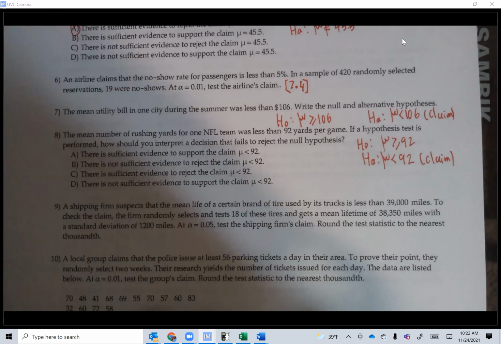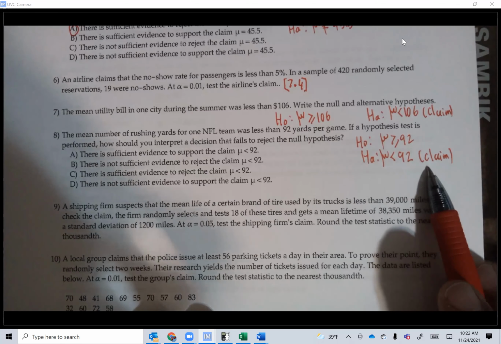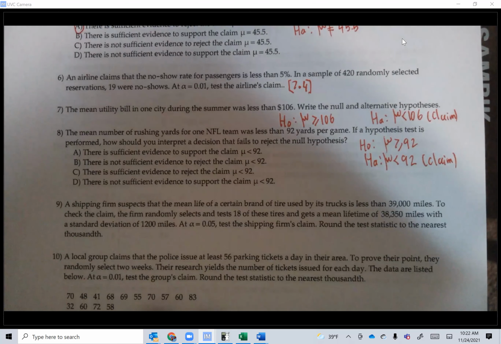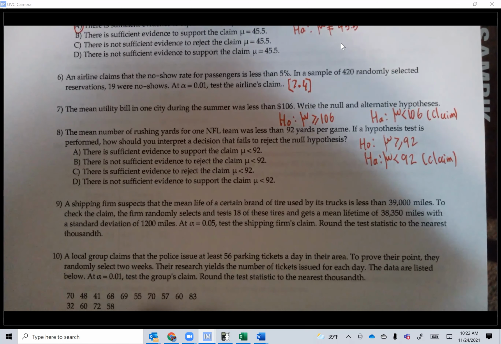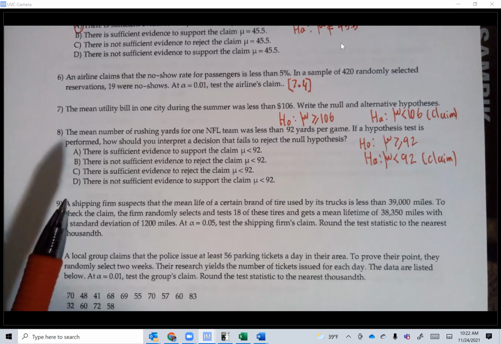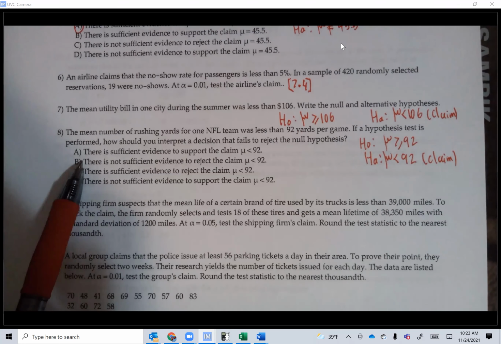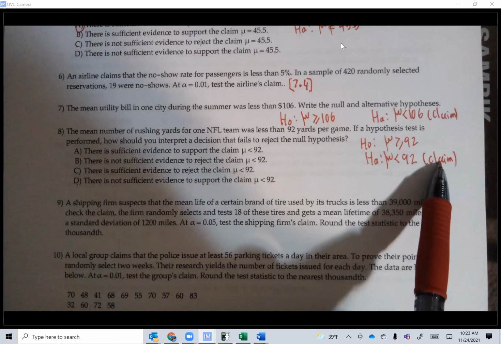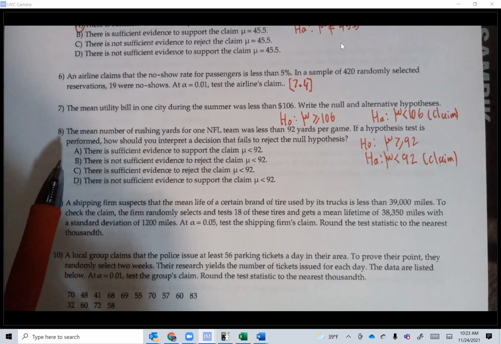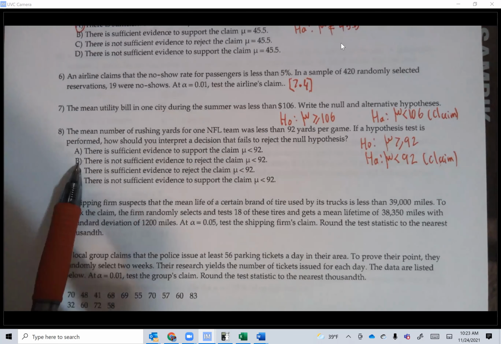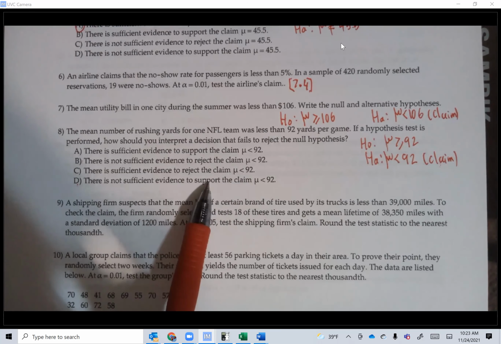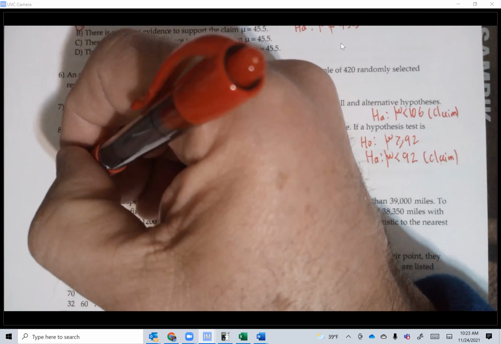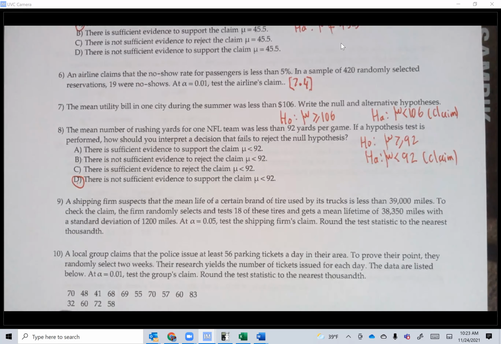If a hypothesis test is performed, how should you interpret a decision that failed to reject the null hypothesis? Remember, guys, when we fail to reject the null hypothesis, we say there is not enough evidence. So let me look for where it says there is not enough evidence. So it's between B and D. Since the claim, guys, is in HA, I need to look for the word support. Which one has the word support? So it's not B, guys. It must be what? D. Does that make sense? That's the easy way to figure out the answer.